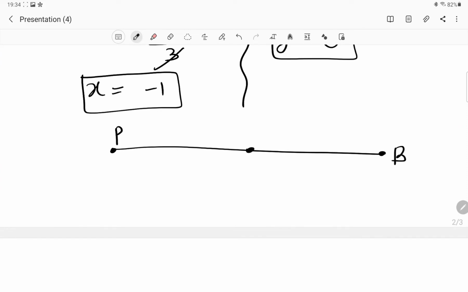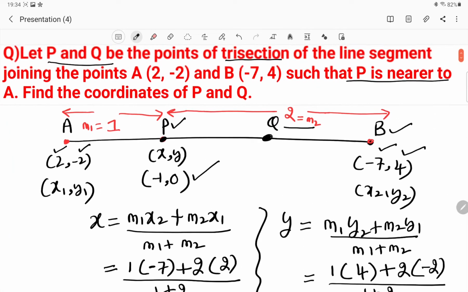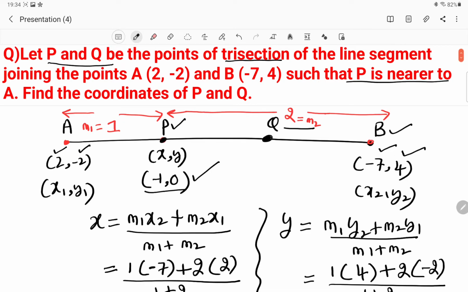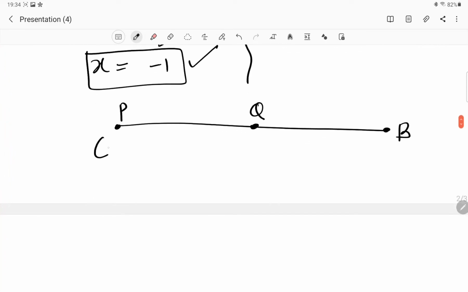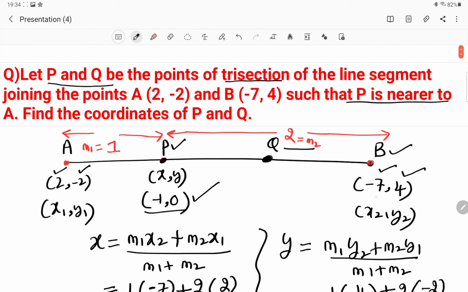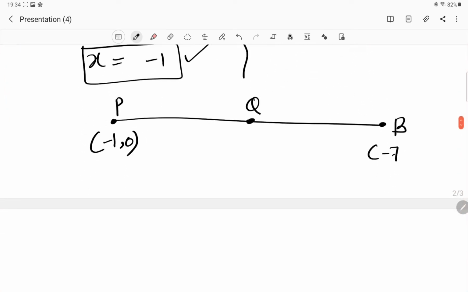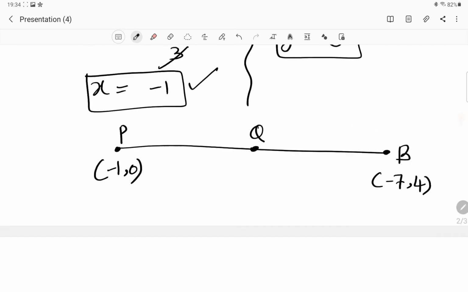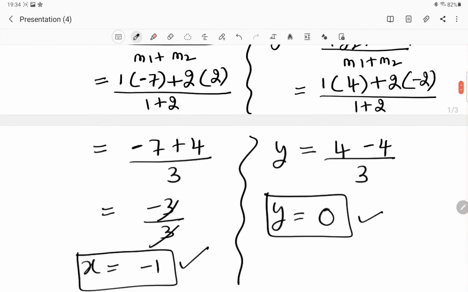Then here is the point. What is this point name? This is point Q. So just now we got the coordinates of this point P. Now what are the coordinates of this point P? Look here, minus 1 comma 0. So let me mark that, minus 1 comma 0. Then what are the coordinates of this point B? This point B is minus 7 comma 4. That also we know. Whatever the minus 7 comma 4 was given, that's what I have noted down.